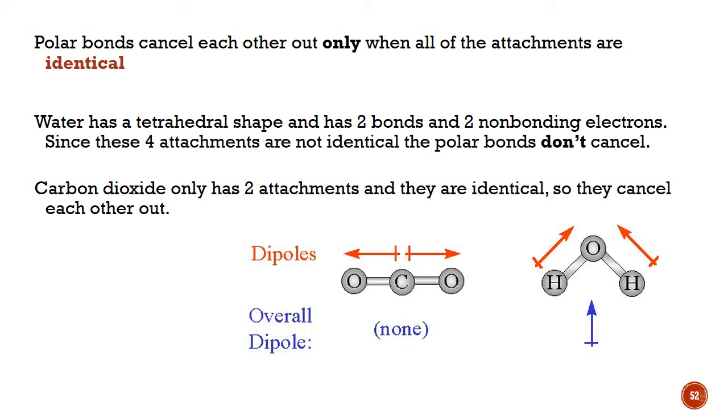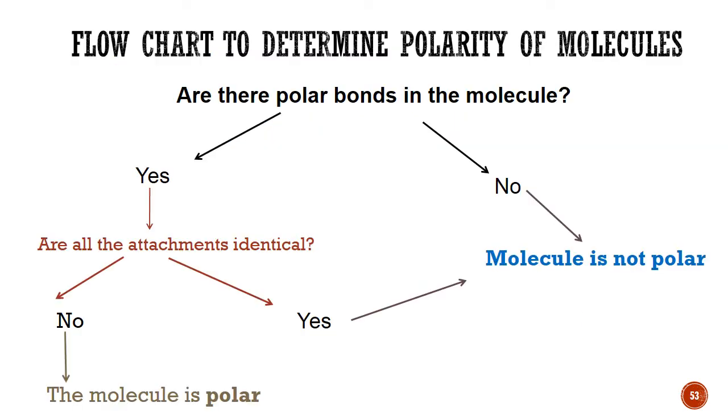So how can you tell if a molecule is polar or not polar? Well, here's a little flow chart. You might find it a little bit confusing, but just follow the questions. If you're looking at a molecule and you want to know, is this molecule polar or nonpolar, the first thing you want to do is ask yourself, are there any polar bonds in the molecule? So you just pick a bond, look at it, and decide if it's polar or nonpolar. If it's polar, then the answer is yes, and you move on.